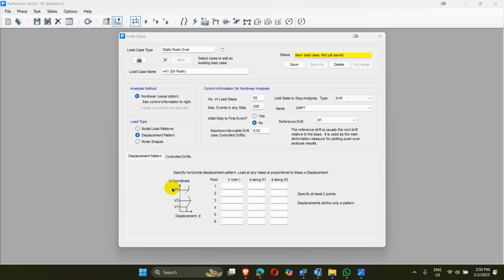The b coordinate must be in the structure coordinate system and the structure length unit, and the displacement, which indicates h1 and h2, are relative values only and do not have units. For each mass in the structure, the h1 and h2 loads are proportional to the mass multiplied by the h1 and h2 displacement respectively. So let me go select the displacement pattern.